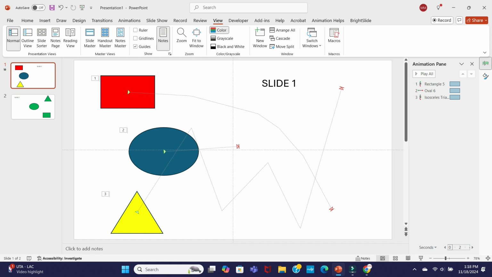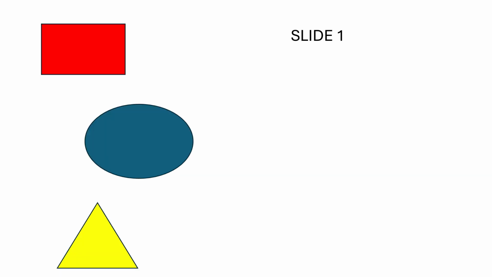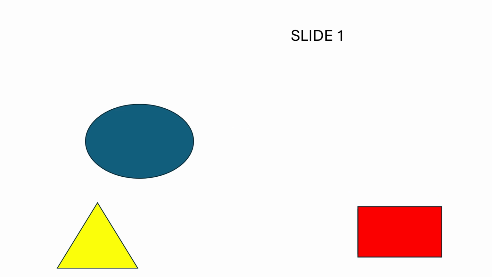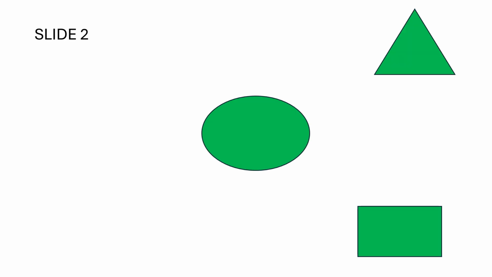Now let's run the slideshow again. Okay. Now watch what happens when I go to slide 2. Here we go. Look at that. They're in the exact positions. Now I didn't go back and change the colors to their original colors, but you can see that they were in the exact positions. So this gives two ways to have objects on the next slide in the exact position of the finished location of the animations.